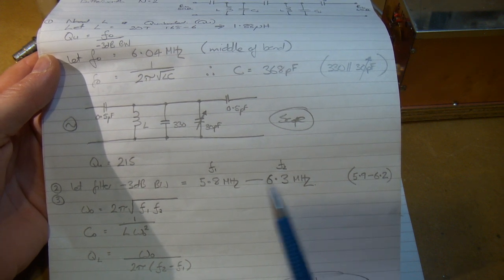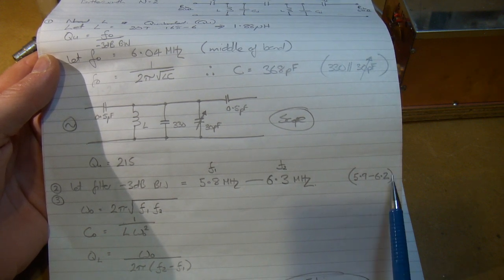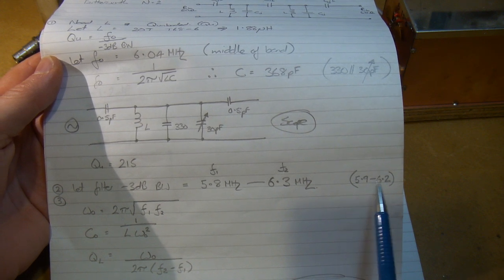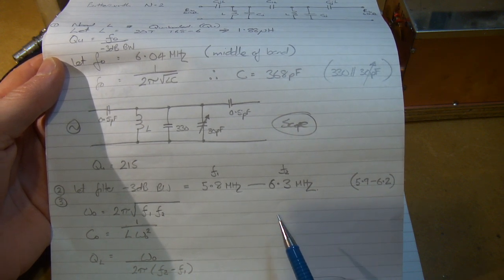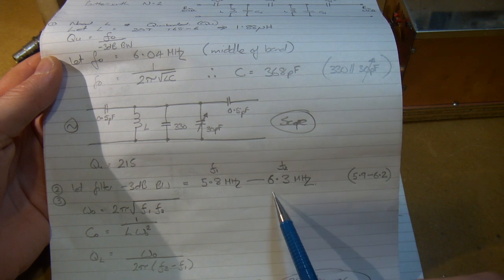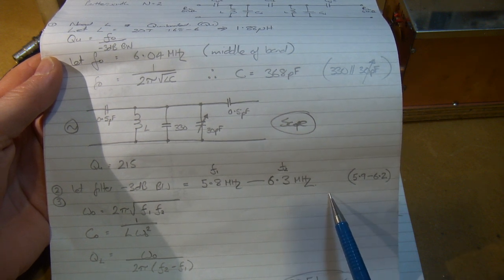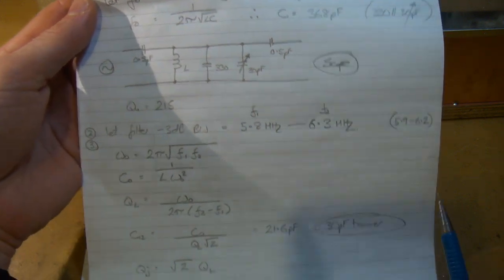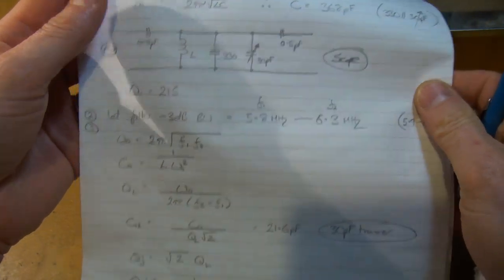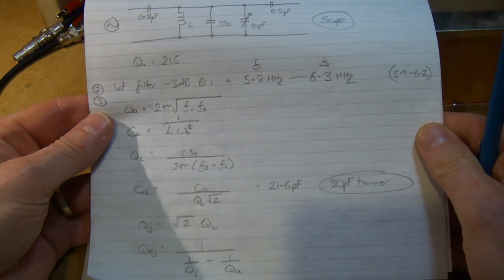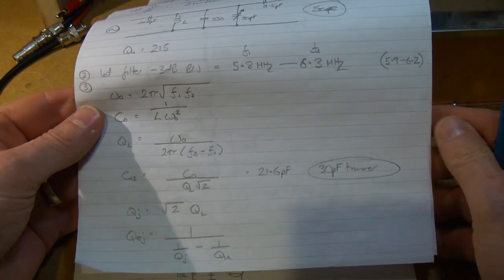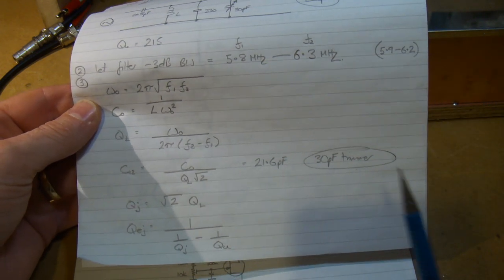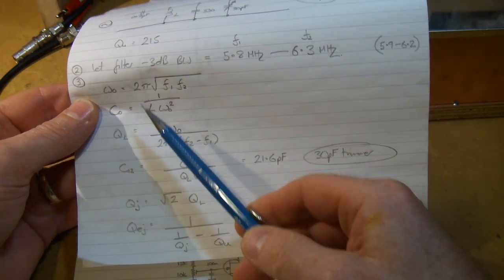So I went down to 5.8 and to 6.3. I just added another 0.1 megs to the upper and lower limit, in an attempt to have it as flat as I could at the desired passband of 5.9 to 6.2. Now, I don't intend to go through these formulas here. I just basically used what was provided in various books for working them out.